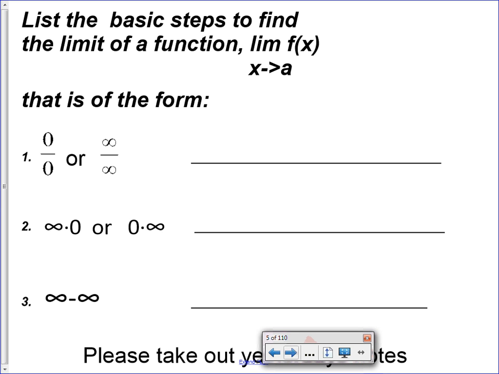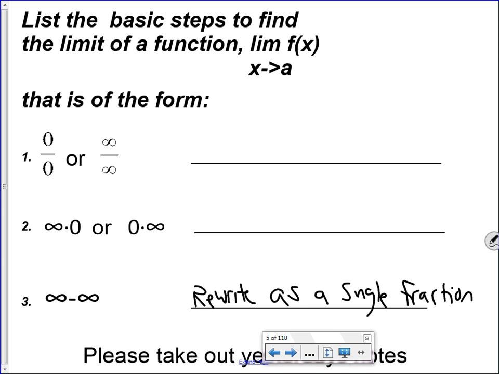I think we know this because we did this already, right? This one. Okay. What do we do for this last one here? Or I should say, as a single factor. Combine them into a single fraction. I wrote rewrite as a single fraction. The word combine would have been better. I'm erasing mine. Combine.